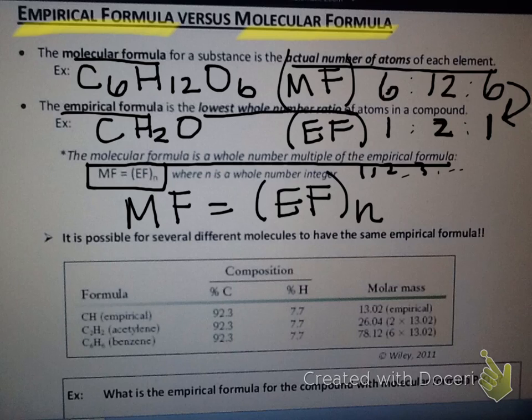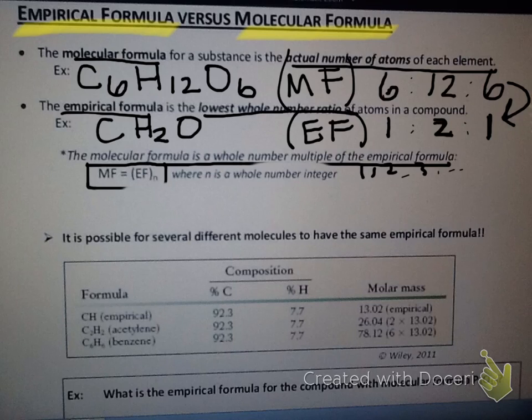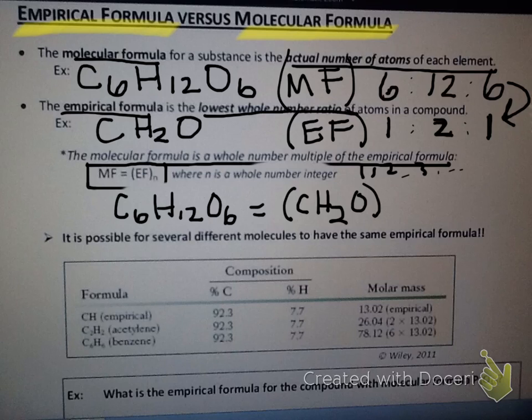So let's do an example with glucose. We said the molecular formula of glucose was C6H12O6. We said the empirical formula of glucose, the simplest whole number ratio of atoms, is CH2O. How many times is the empirical formula repeated into the molecular formula? Or how many times do you go from the simplest to the actual ratio? 6 times. When we multiply the empirical formula by 6, we end up getting the molecular formula out. So the whole number multiple here is 6.